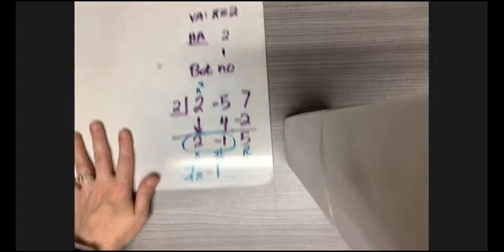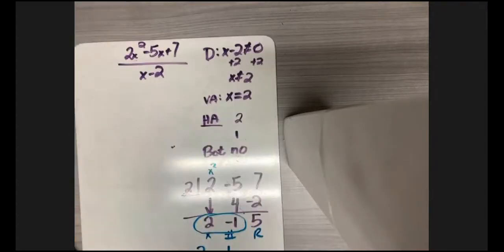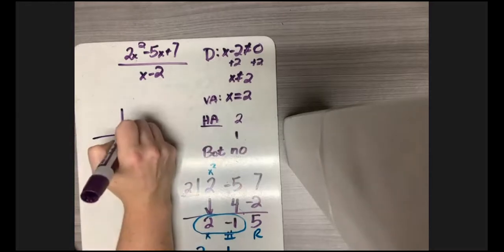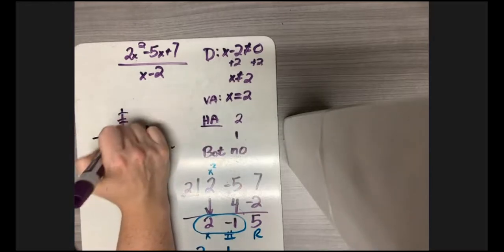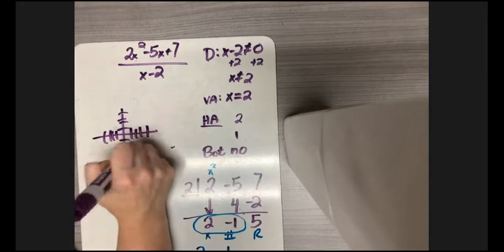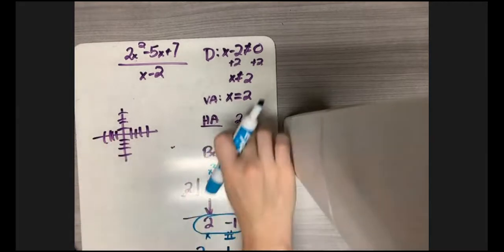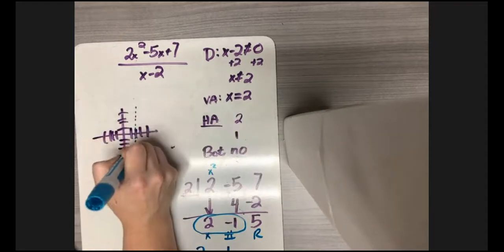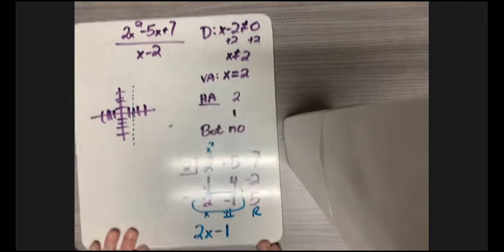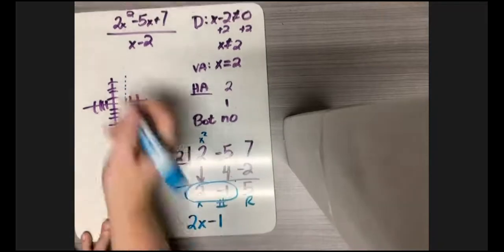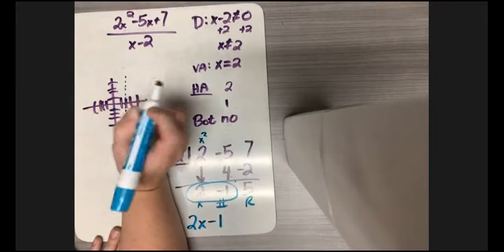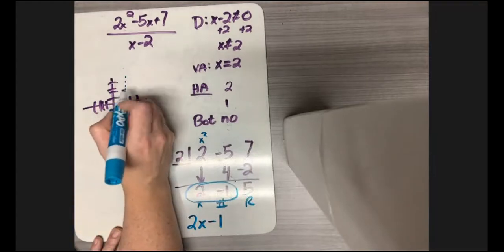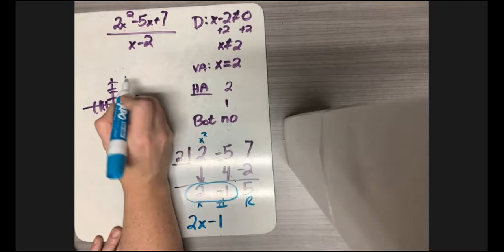Now, graph picture. What are we looking at? Okay. I've got a vertical one at 2. So I'm going to go draw that in. And then I've got to do my line at 2x minus 1. So we're going to start at -1, and then we're going to go up 2 over 1. So we're just graphing a line.